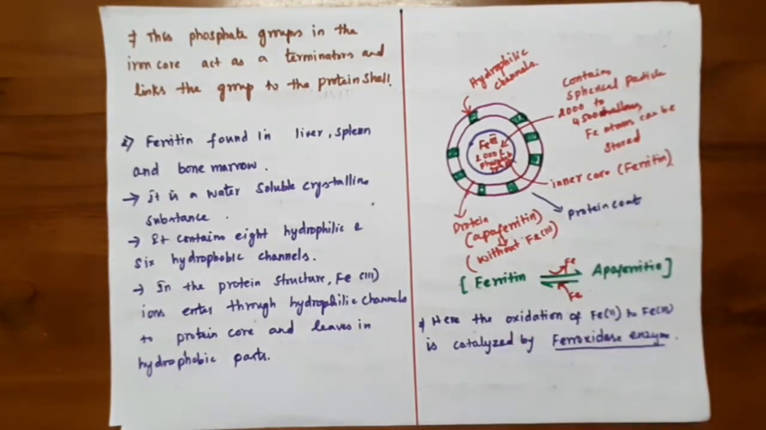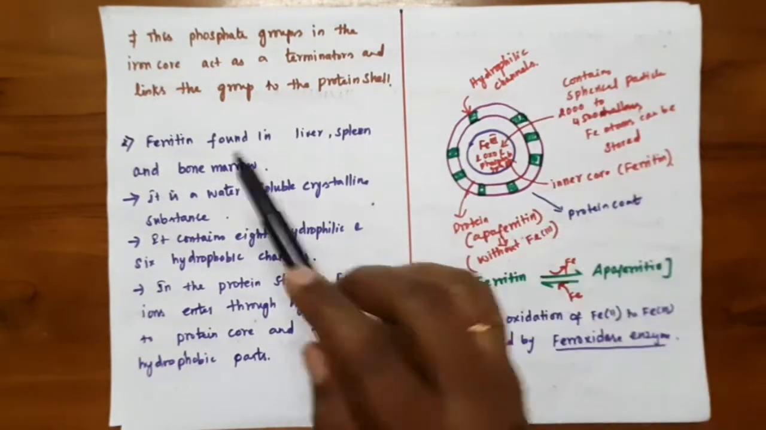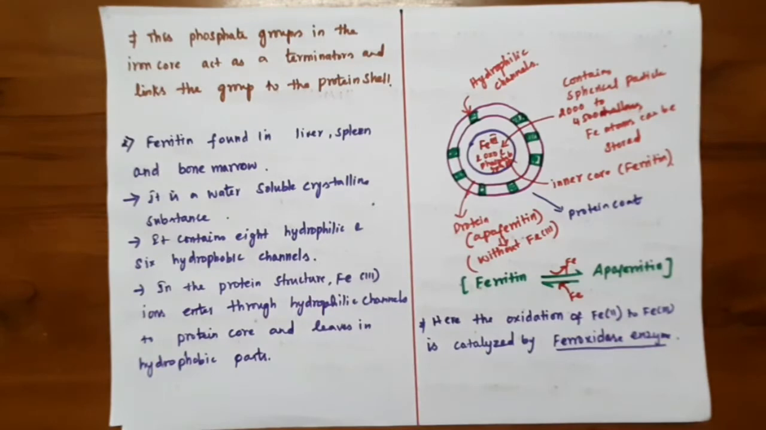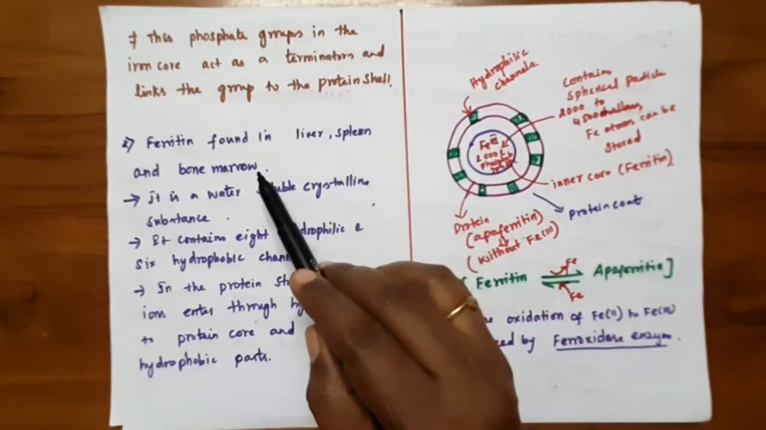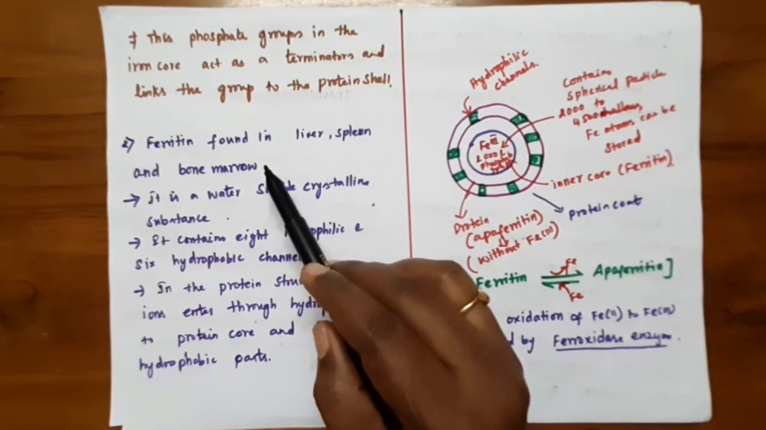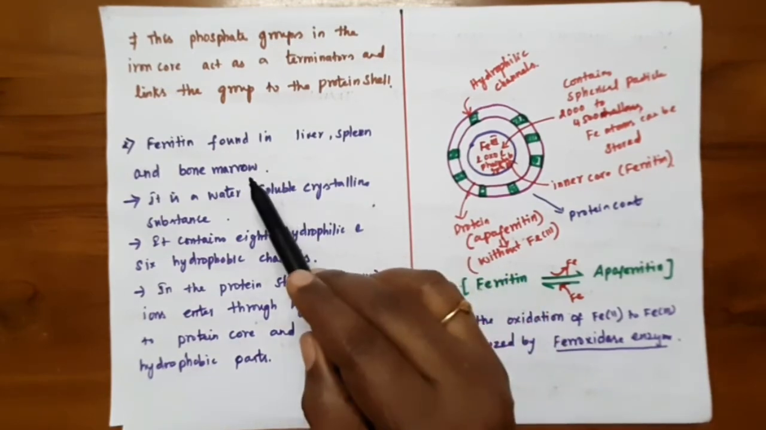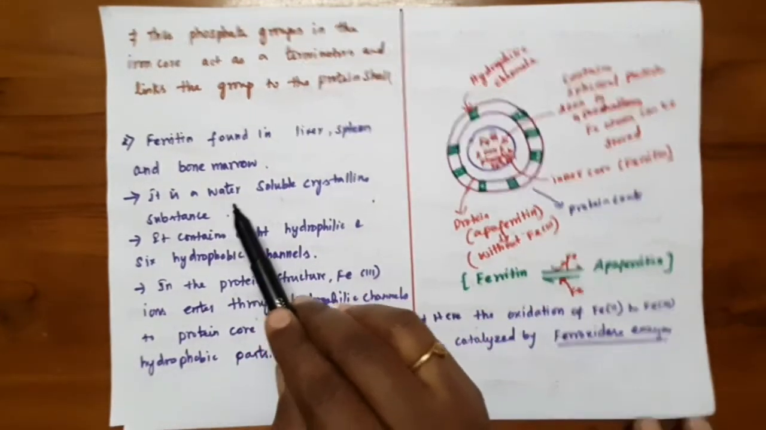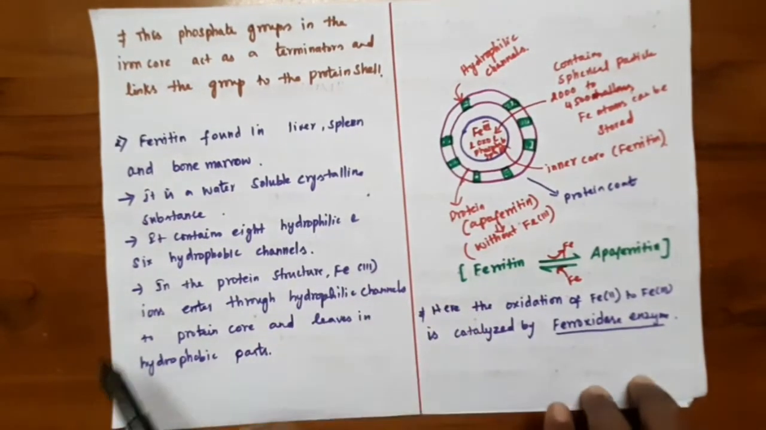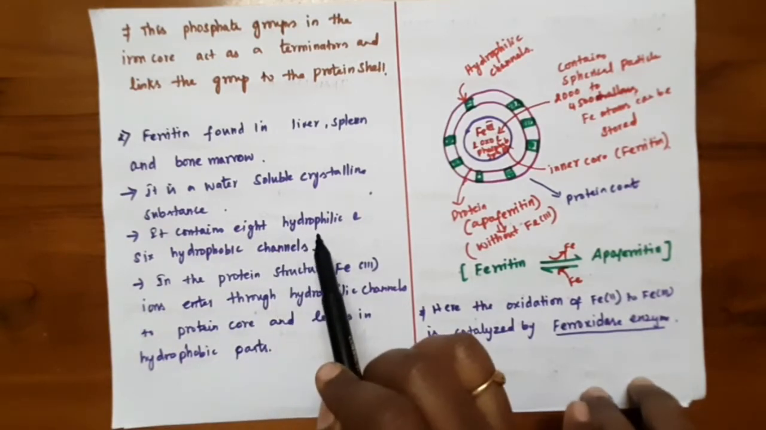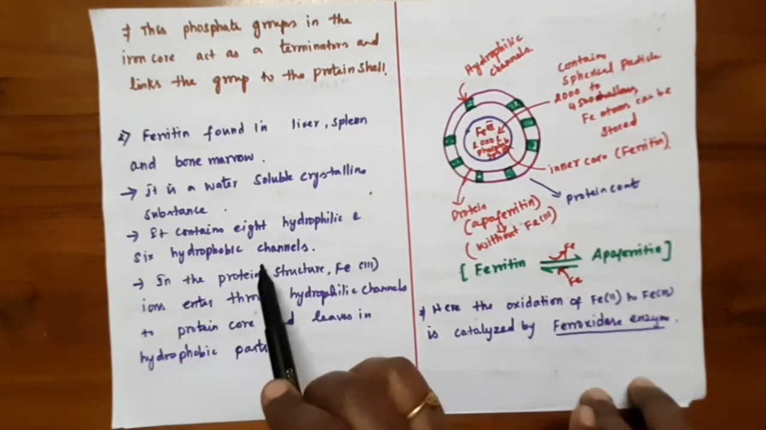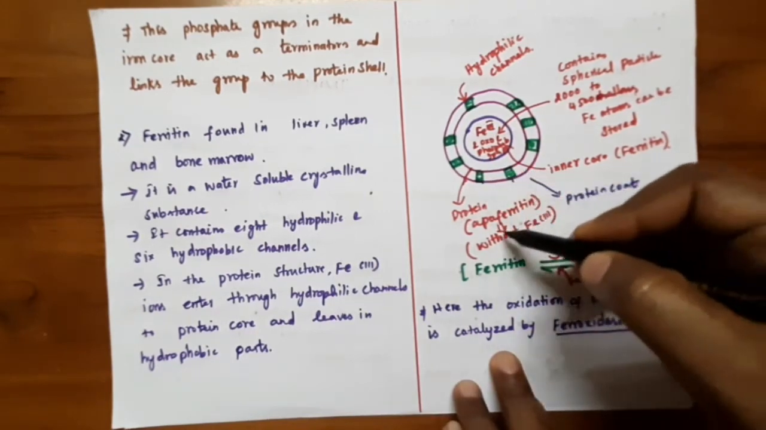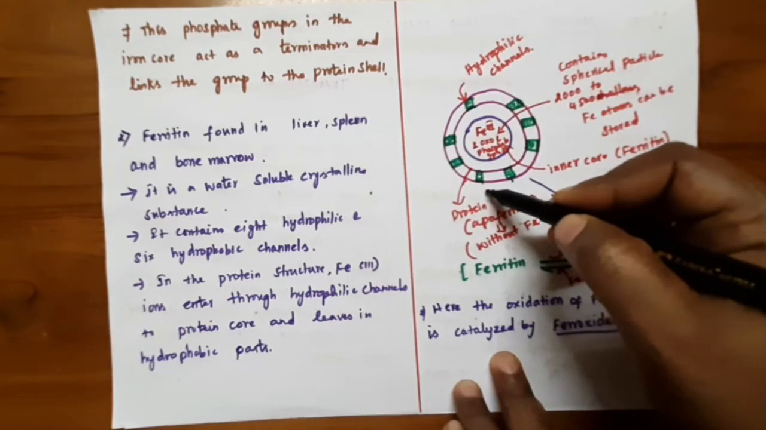Ferritin is found in the liver, spleen and bone marrow of the human system. And you know that bone marrow is the important site for the production of RBC, red blood cells. So bone marrow is very rich in ferritin. This ferritin is a water soluble crystalline substance, and it contains nearly 8 hydrophilic and 6 hydrophobic channels. These hydrophilic channels are the way to transfer the Fe2 to Fe3.